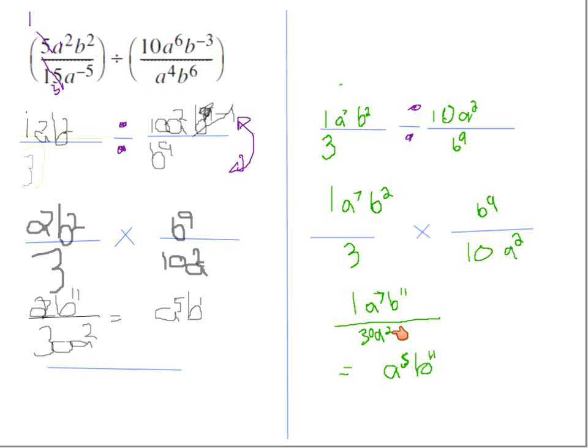B to the power of 11, that's good. And in the denominator you just have a number, which is 30. Okay, excellent. Alright, that's very good. Okay, well done. And we can move to the next page.